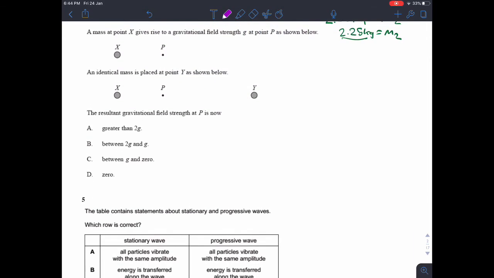Okay, a mass at point X gives rise to a gravitational field strength G at point P, shown below. An identical mass is placed at point Y. The resultant gravitational field strength at P is now. Well, the gravitational field strength was only pulling this way, but now, yes, Y is further away, but it's still going to have some gravitational field strength pulling the opposite direction. Gravitational field strength is a vector, so it is going to be less than G, but not 0 because Y is not exactly the same distance away, so it's going to be between G and 0, which is C.